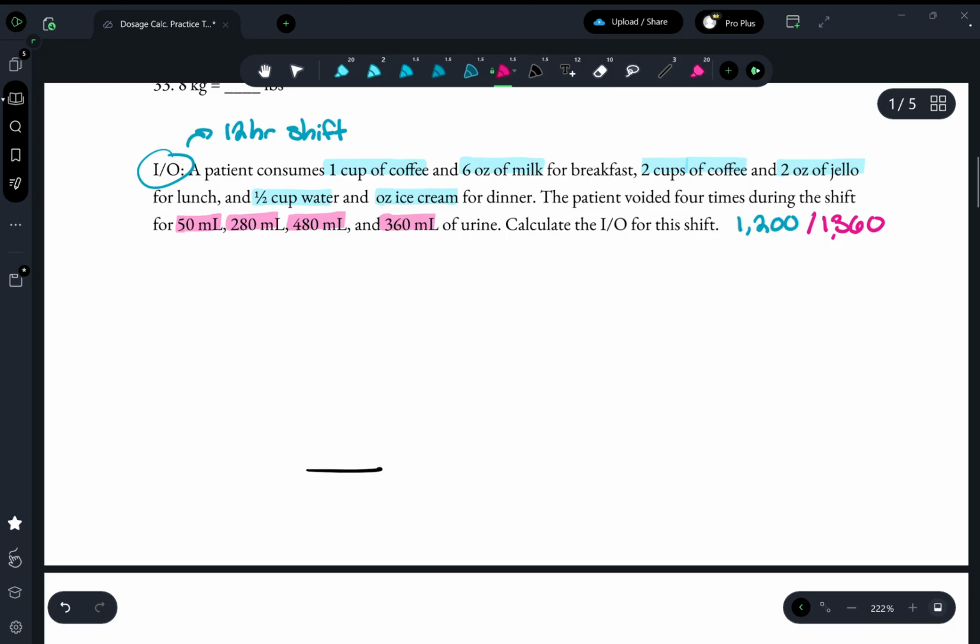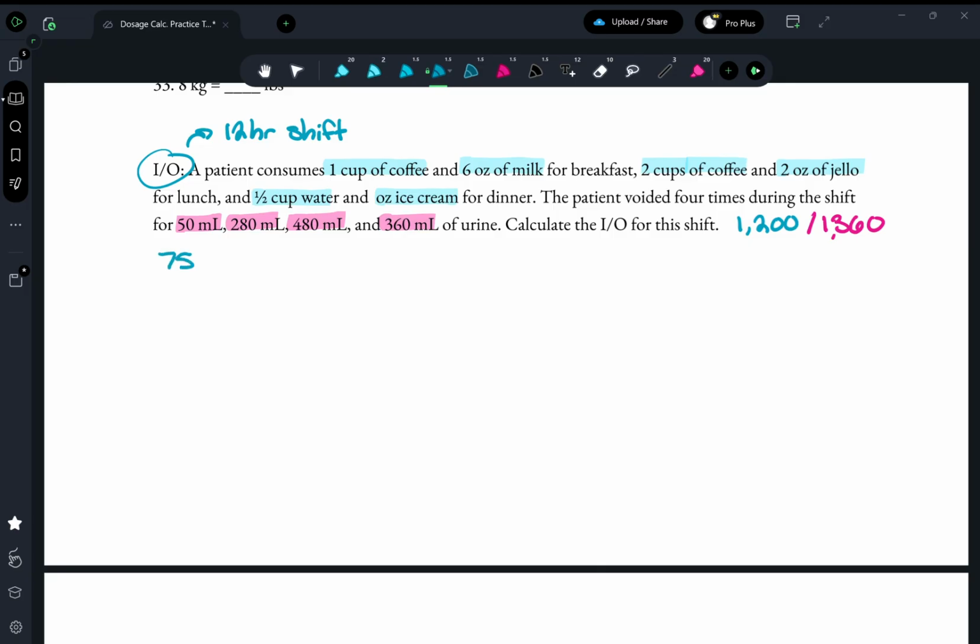So, what if your patient is getting IV fluids? Let's say 75 mLs per hour of maintenance fluids. So that's going to be easy. That's just going to be 75 times 12. So they're getting 900 mLs per shift, which we'll add to that number in a minute.